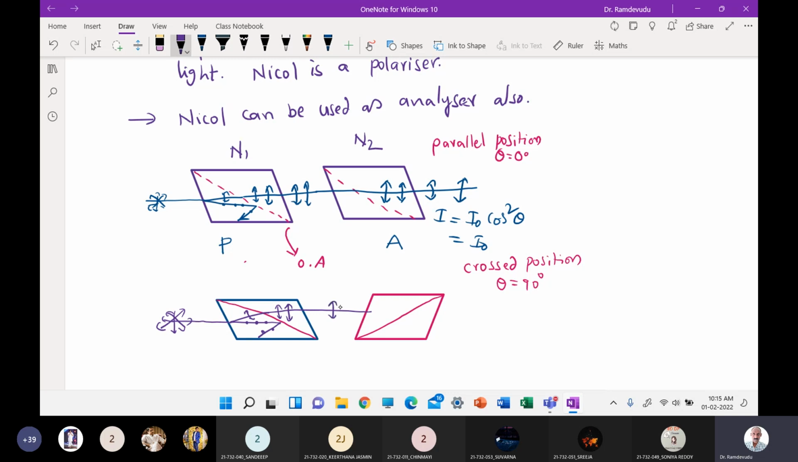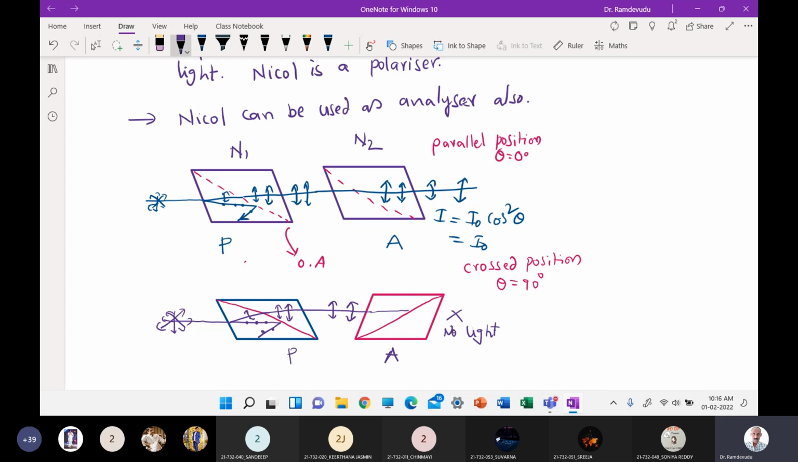It comes here, but if you see it, they are in crossed position. Therefore, there is no vector of light vibrating in the direction of the optic axis of the analyzer. They are perpendicular to each other. Therefore, outside we don't get any light. There is no light, because we don't have a light vector vibrating parallel to the optic axis of the analyzer. We don't get any light out of it.